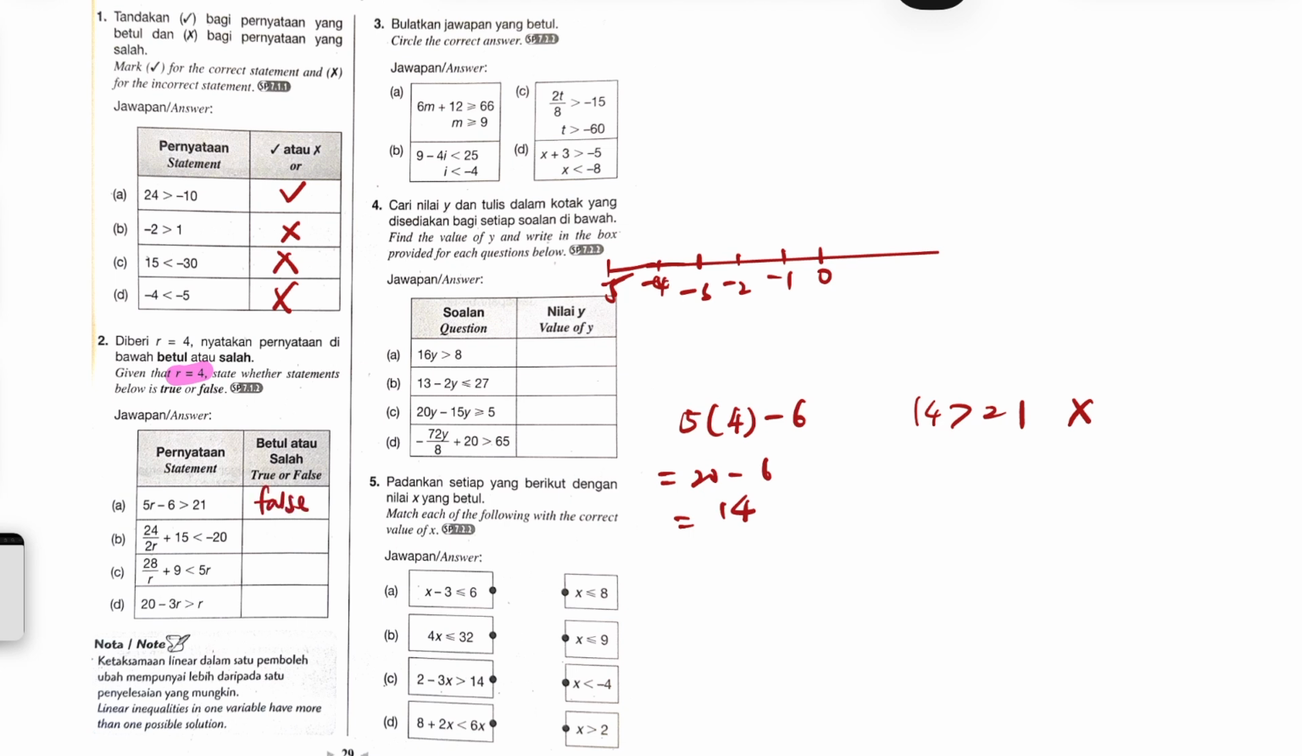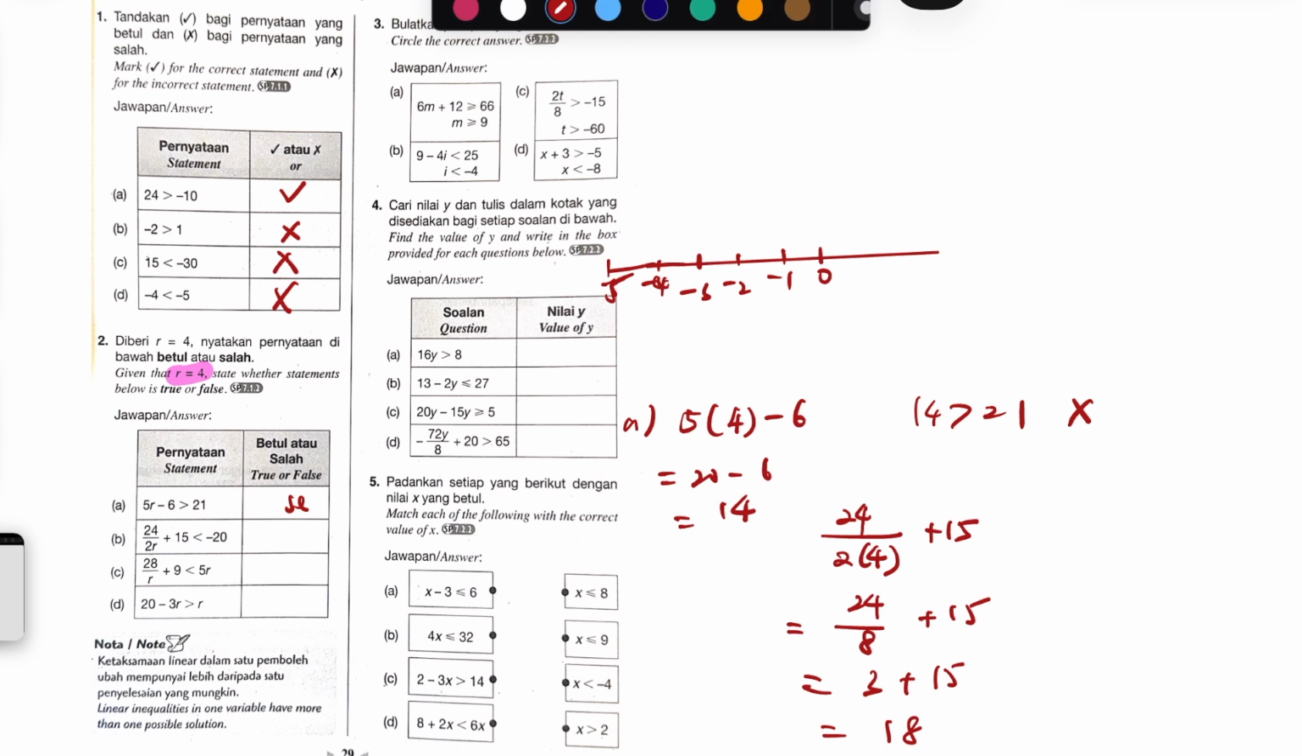Right? Okay, the B. Count for the B first. 24 over 2, the R is 4, right? So substitute in, plus 15. So we check whether the value is less than negative 20 or not. So this is equal to 24 over 8 plus 15. So 3 plus 15, which is equal to 18. So is 18 less than negative 20? No, right? So it's false as well. So this is false.